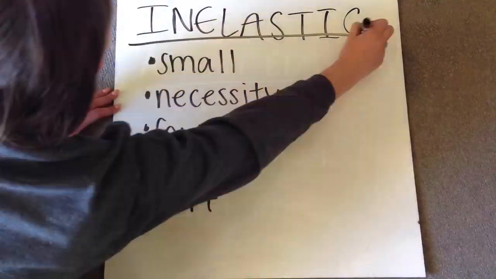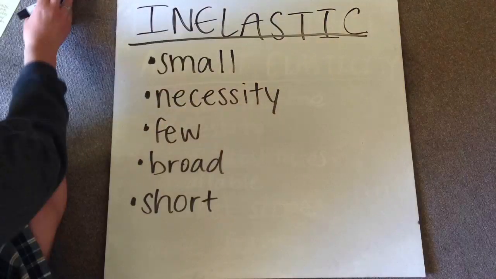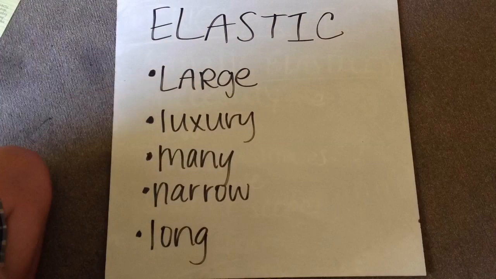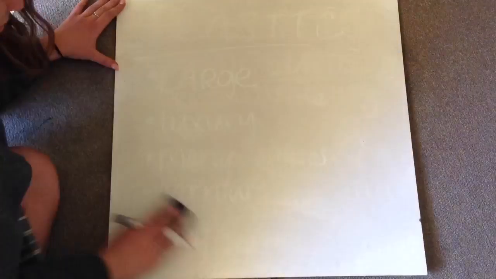Inelastic goods are goods that take a small percentage of one's income, are necessary, have few substitutes, are in a broad market, and the consumer has a short time frame to purchase them in. Elastic goods are goods that take a large percentage of one's income, are considered more of luxury goods, have many available substitutes, are in a narrow market, and the consumer has a longer time frame to purchase them in.